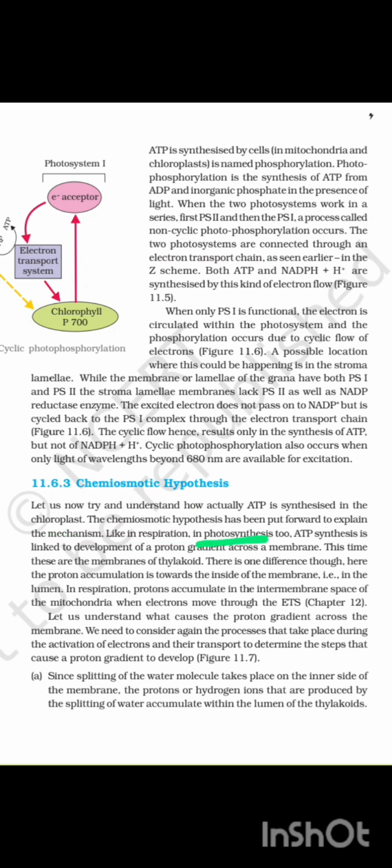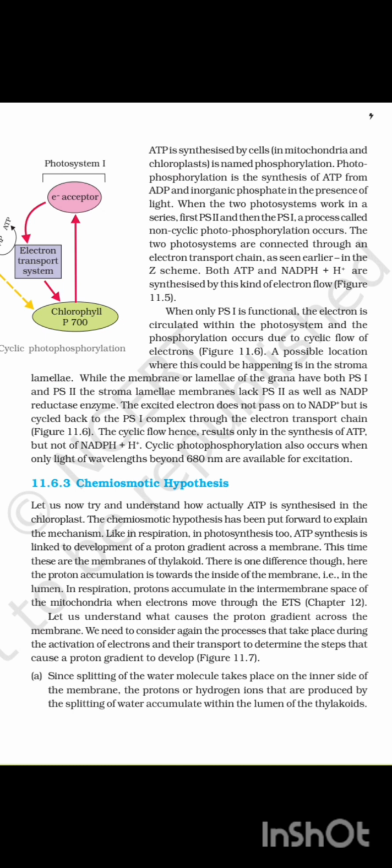Like in respiration, in photosynthesis too, ATP synthesis is linked to the development of a proton gradient across a membrane. This time it is the membrane of the thylakoid. There is one difference here. The proton accumulation is toward the inside of the membrane, in the lumen. In respiration, protons accumulate in the intermembrane space in the mitochondria when electrons move through the ETS.